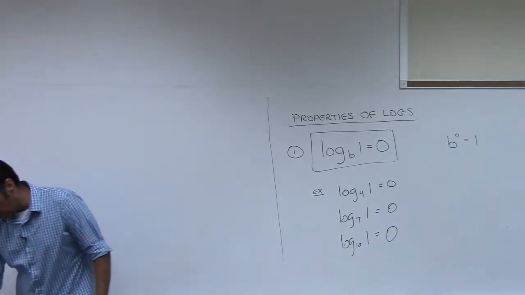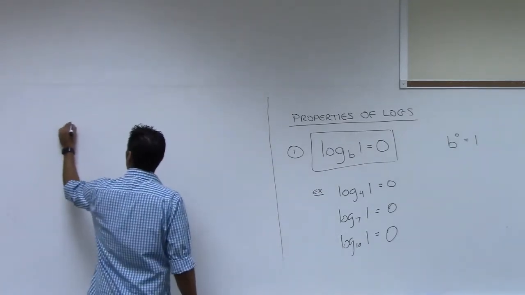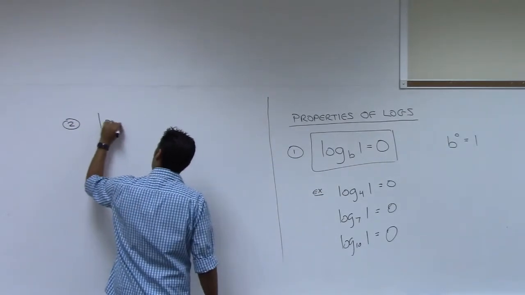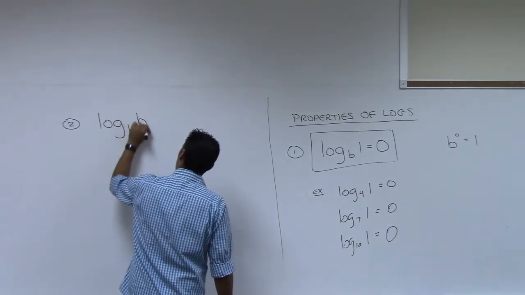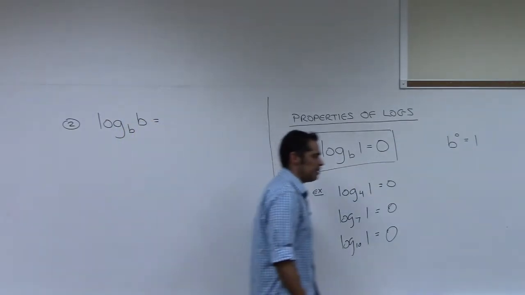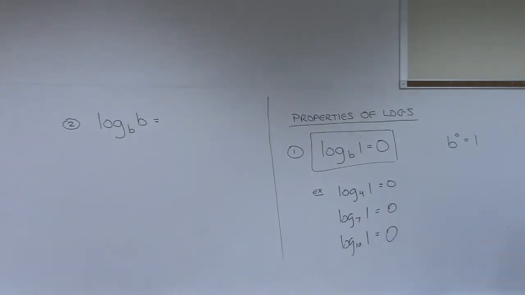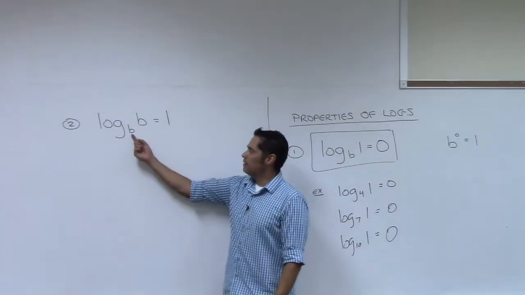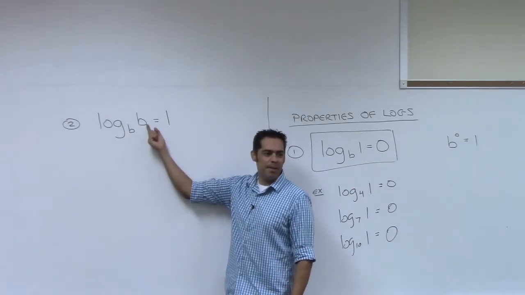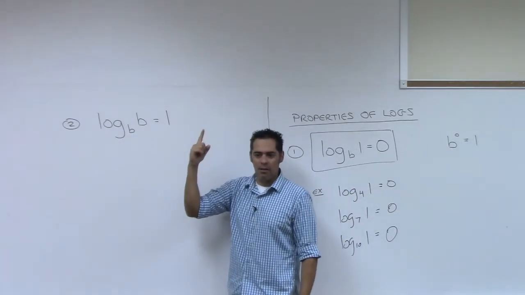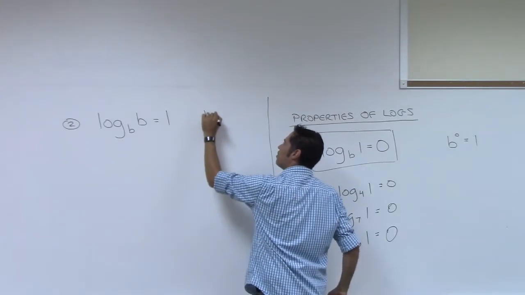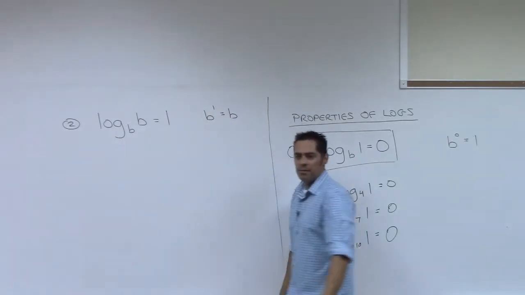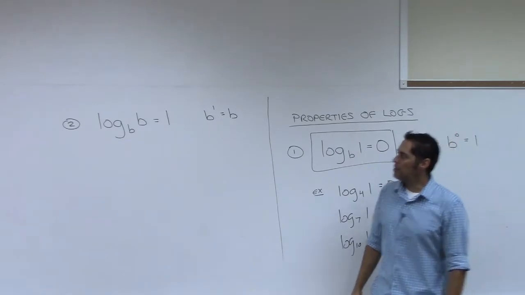How about the next property? Property 2. Log base b of b equals, maybe you can predict for me what that's got to be. 1. Good. It has to be 1. Now, why does it have to be 1? Because you're saying b raised to what power is b? Well, b to the first power, right? So this converted to exponential says b to the 1 is b, right? That's what that says.